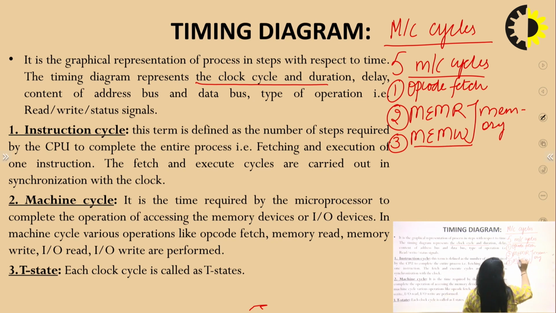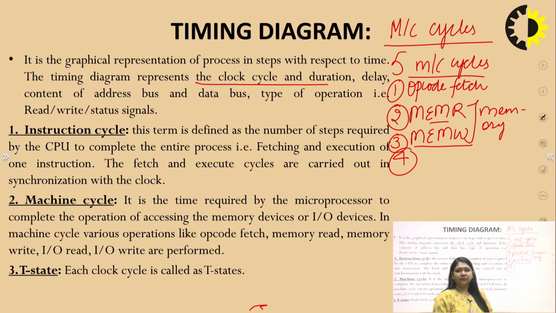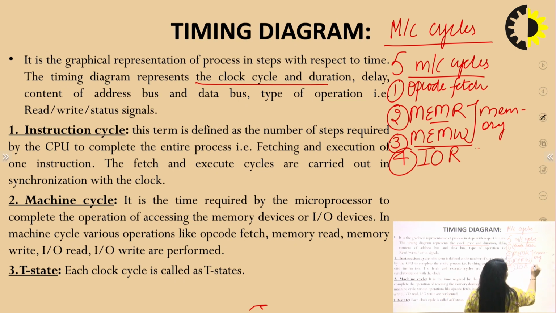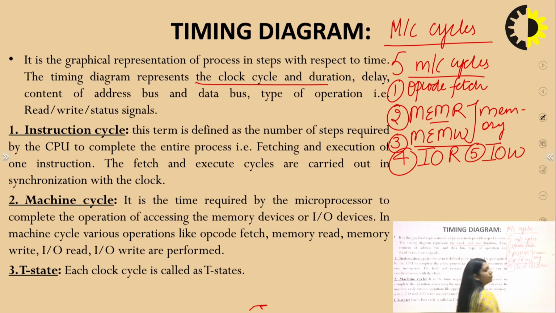Except for the memory, the microprocessor deals with the input output peripherals as well. So for that, I will be writing IO read, and the fifth will be IOW, that is input output write. So these machine cycles will be there. These are 5 different machine cycles that will be covered in the 8085.